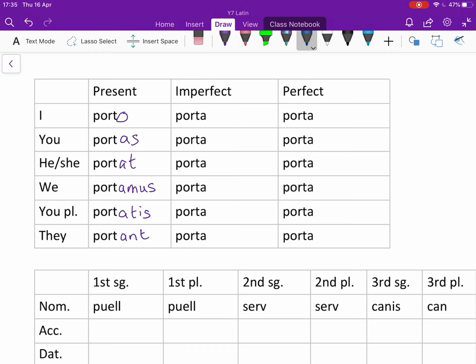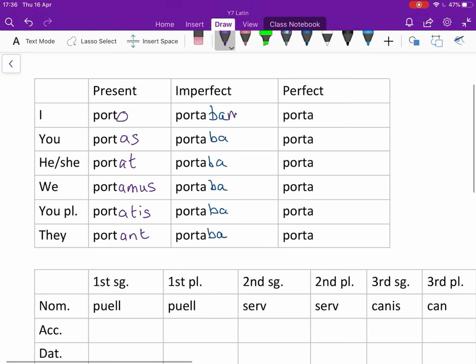Then for the imperfect tense, the most important thing to remember is the ba that we add to the stem of the verb. So portaba becomes the imperfect stem for the verb to carry. And as soon as you see that ba, you should be thinking, right, this verb means was or were doing something. And then we add our person endings. So we add m, s, t, mus, tis, nt. And that gives us portabam, portabas, portabat, portabamus, portabatis, portabant.